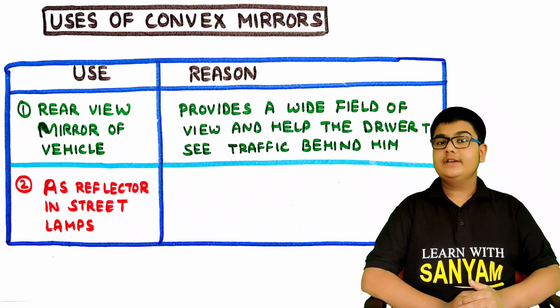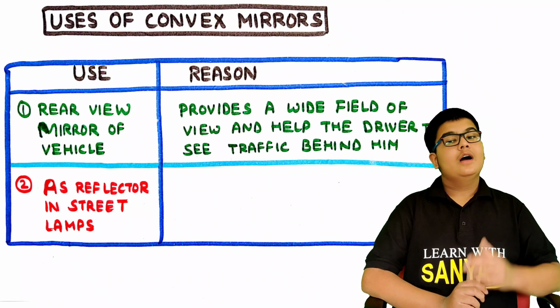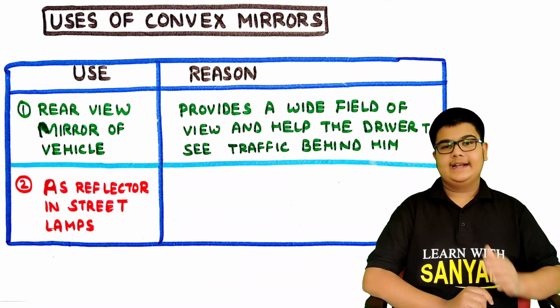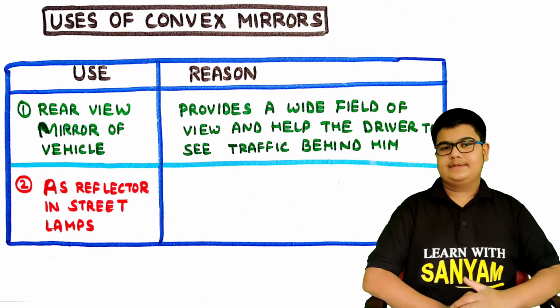First, they are used in rear view mirrors of vehicles. This is to provide a wide field of view and help the driver to see the traffic behind him. Second, as a reflector in street lamps.